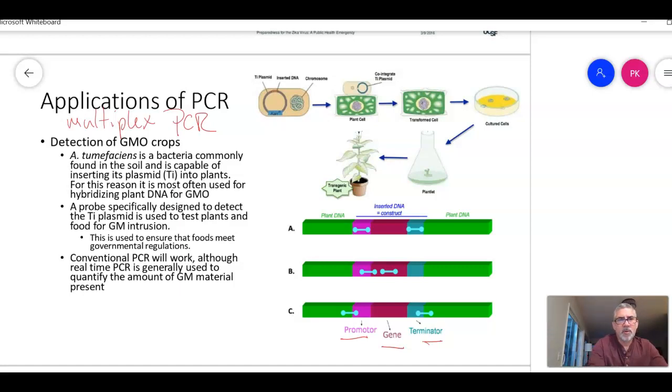So a probe, we make a probe, which remember is the same as a primer. We'll use conventional PCR. Right, real time will work. And then we can do this followed by gel electrophoresis.